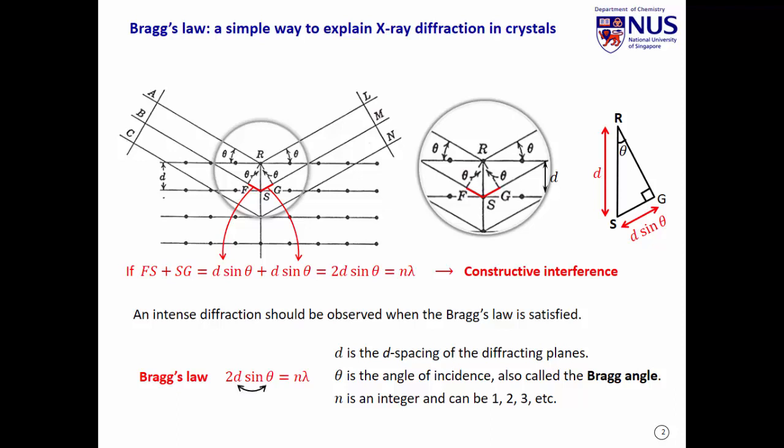Bragg's law links the Bragg angle theta and the d-spacing. We can calculate either of them when the other and the wavelength of the X-ray are given. This is why Bragg's law is so important and useful in X-ray diffraction.